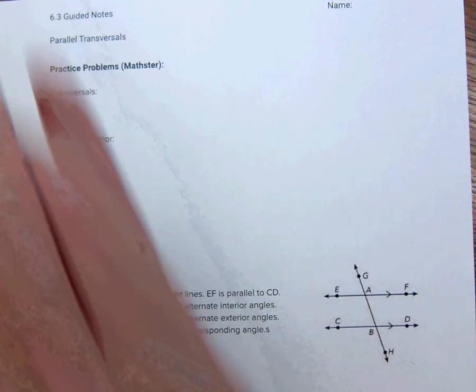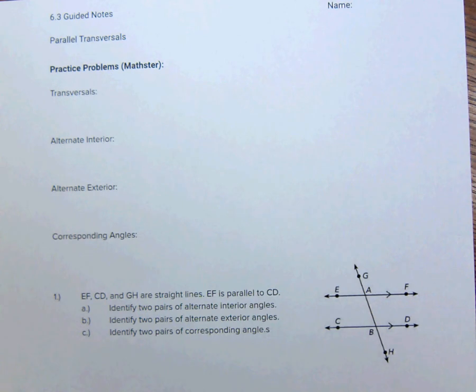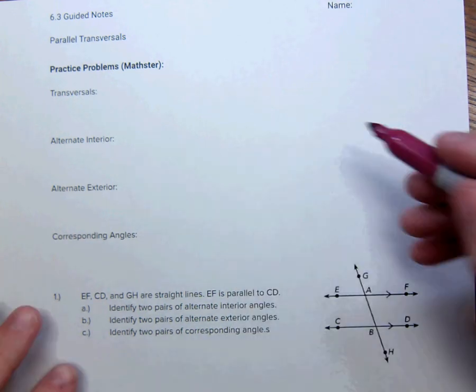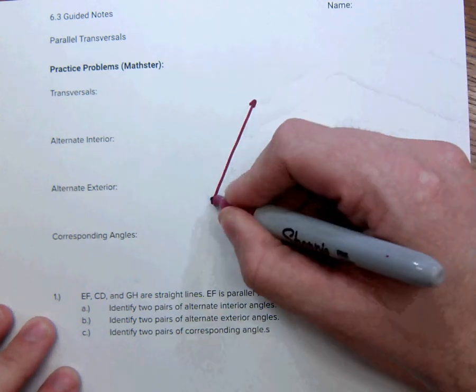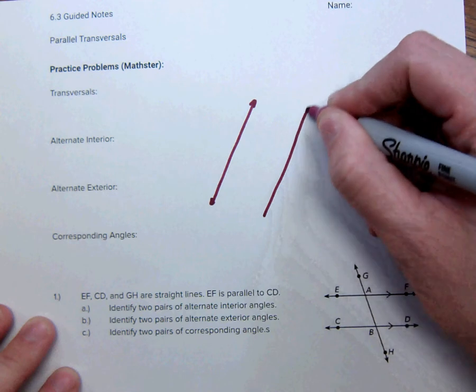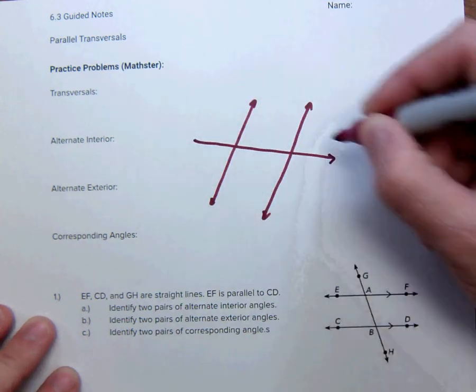So we're doing transversals, and normally here I would write a definition down. I'm not going to do that today. Instead, I'm going to show you. So if it says blah blah blah is a transversal, this right here that I'm drawing is a mediocre transversal.